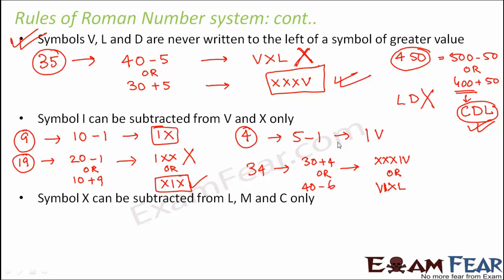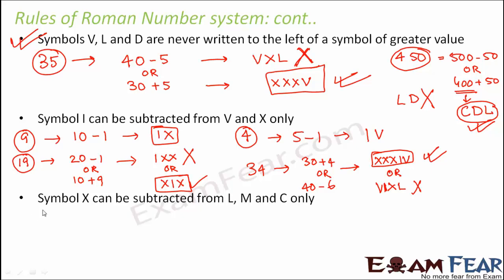But again, this doesn't follow this rule, because I is subtracted from XL, whereas I can be subtracted only from X or only from V. So X or V should not be repeated, X or V should not have anything else. So that means this is incorrect, and this is the right way of writing 34.